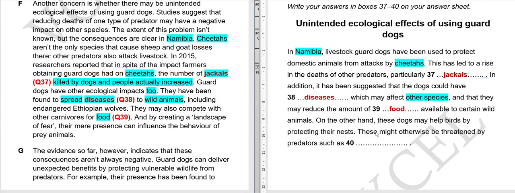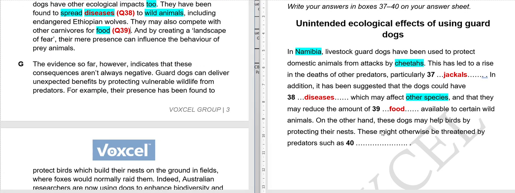Last but not least, on the other hand, these dogs may help birds by protecting their nests. These might otherwise be threatened by predators such as. So we have to write some kind of animal name here, species here. Let's see. They are protecting birds.